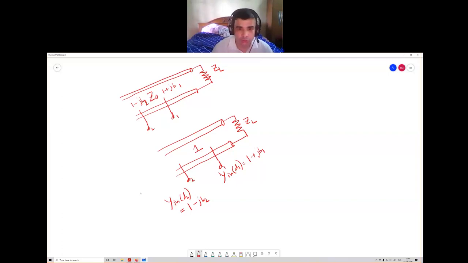So, can we find these two points whose normalized admittances are 1 plus jB1 and 1 minus jB2? Is it possible to do it? Because they will lie on the one resistance circle of one. Correct? Now here, if I put a stub in parallel whose input admittance is minus jB1, then what will be the total input admittance?